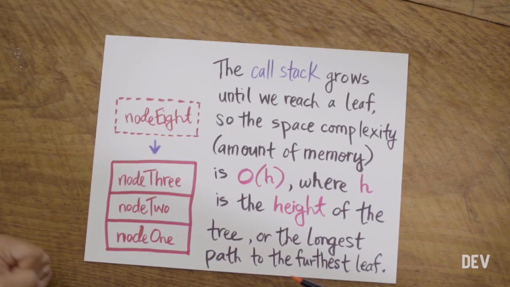So the amount of memory required to implement DFS recursively has to do with the height of the tree, where O of H corresponds to the space complexity, and H is the height of the tree.